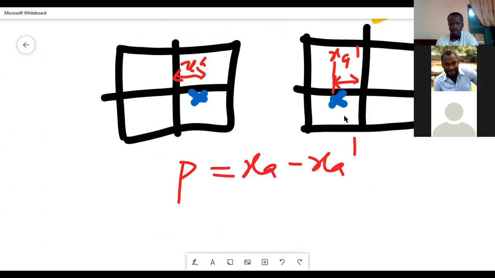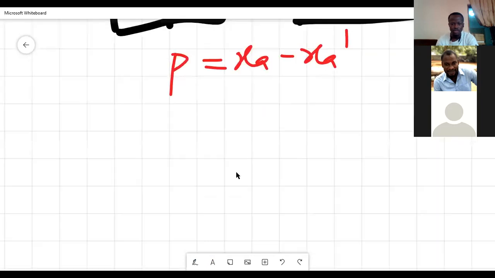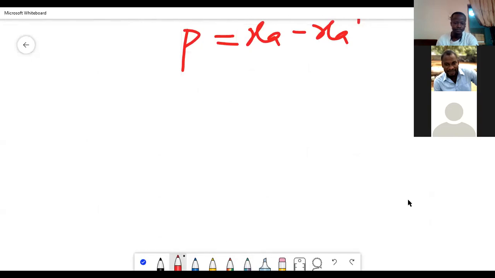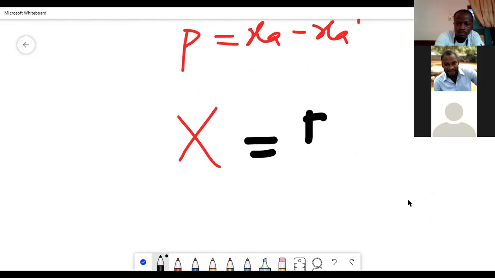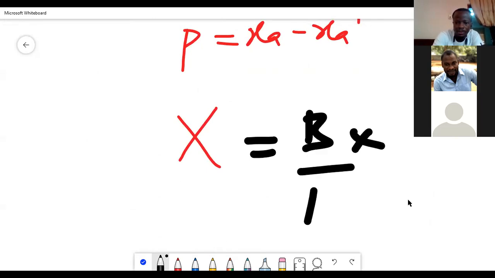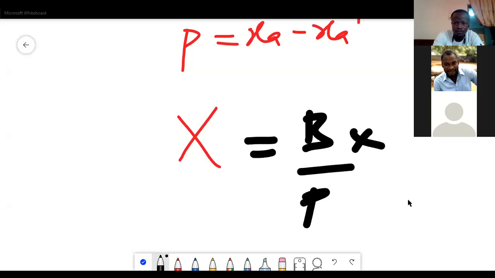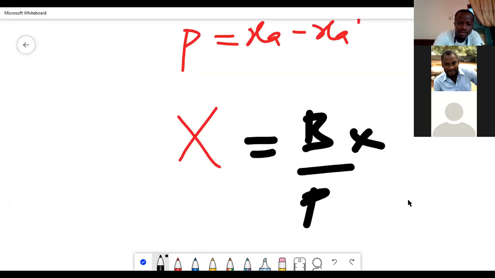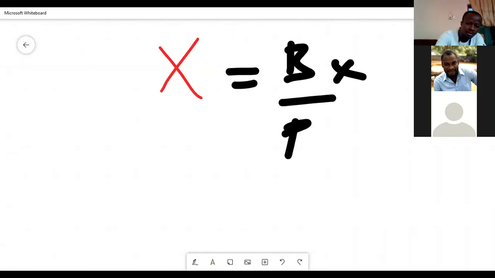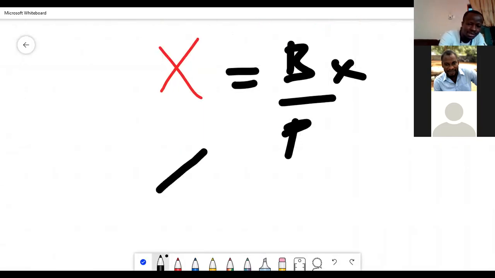So if we shift it up and then write big X equal to Bx over p. What we are saying is this, and this is what I want the students to note: the formulas are not used the way they are written. You have to adapt them.